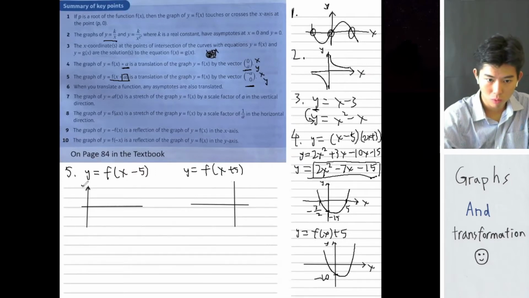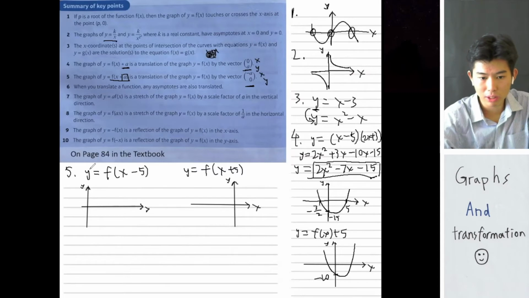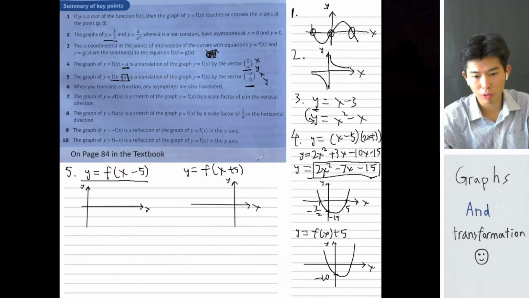So this one is y and this one is x. Okay, so if we see this kind of problems here, y equals to f of x minus 5, we have to move the whole thing to the right.